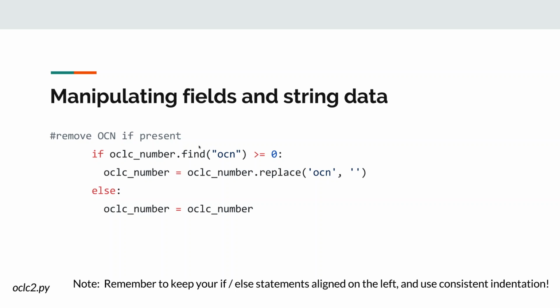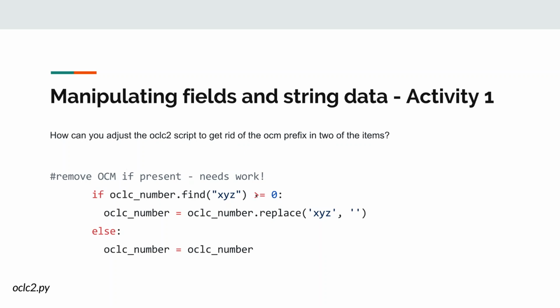we're using this find function. This is another built-in Python function. Look for this string statement OCN, and if that is greater than or equal to 0, then replace it. This is another built-in method here, with nothing. So replace what we found, OCN, with just blank data here. Okay, I'm going to talk a little bit about why this greater than or equal to in a minute, but I just want to talk through this example.